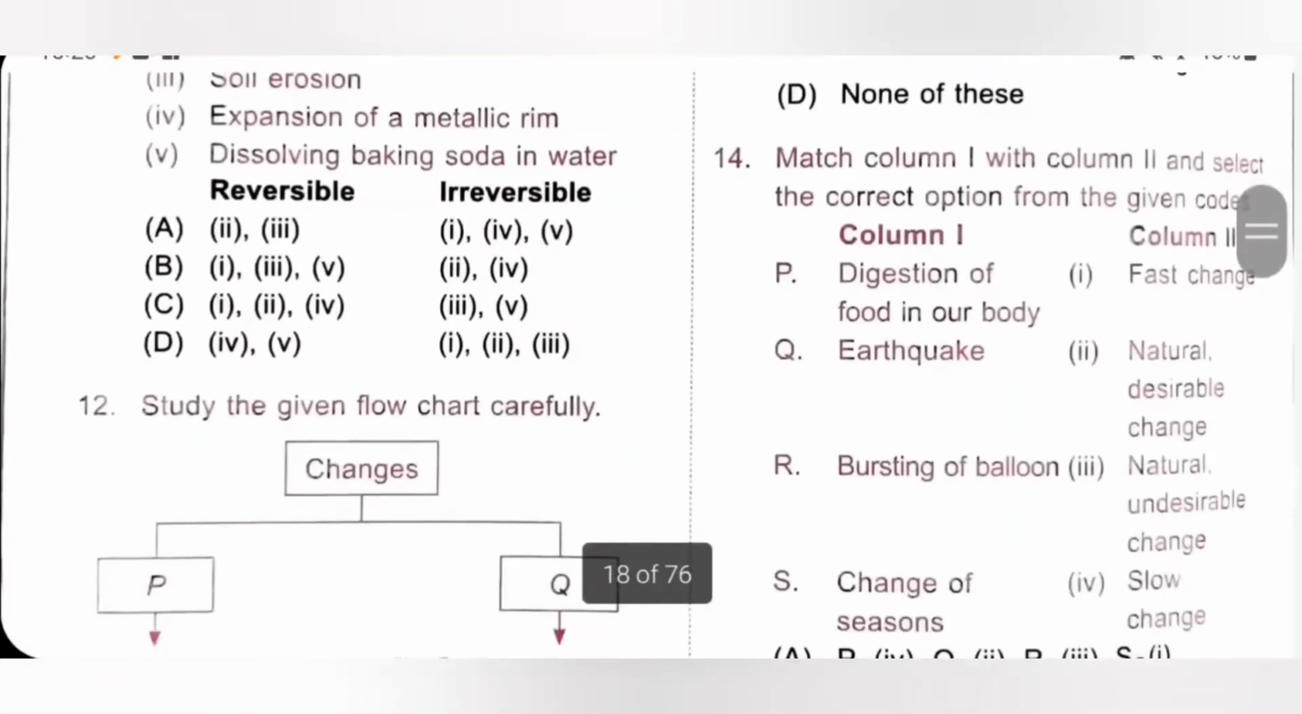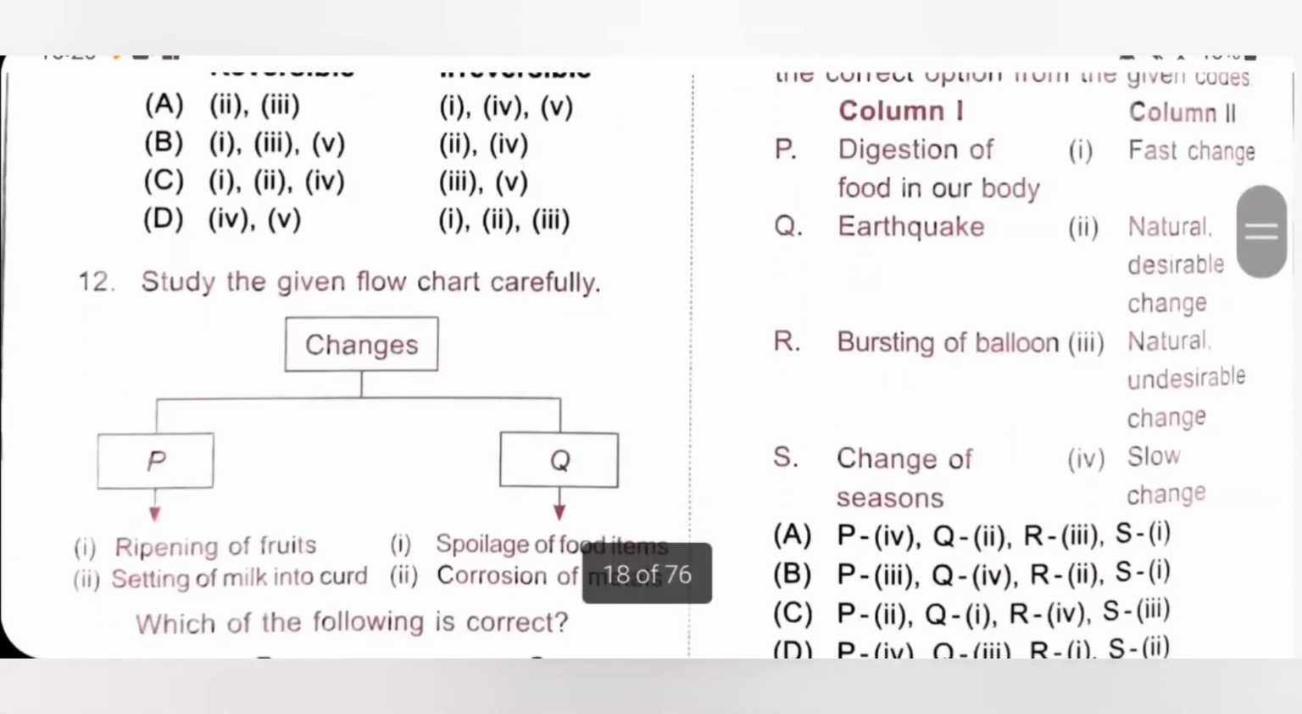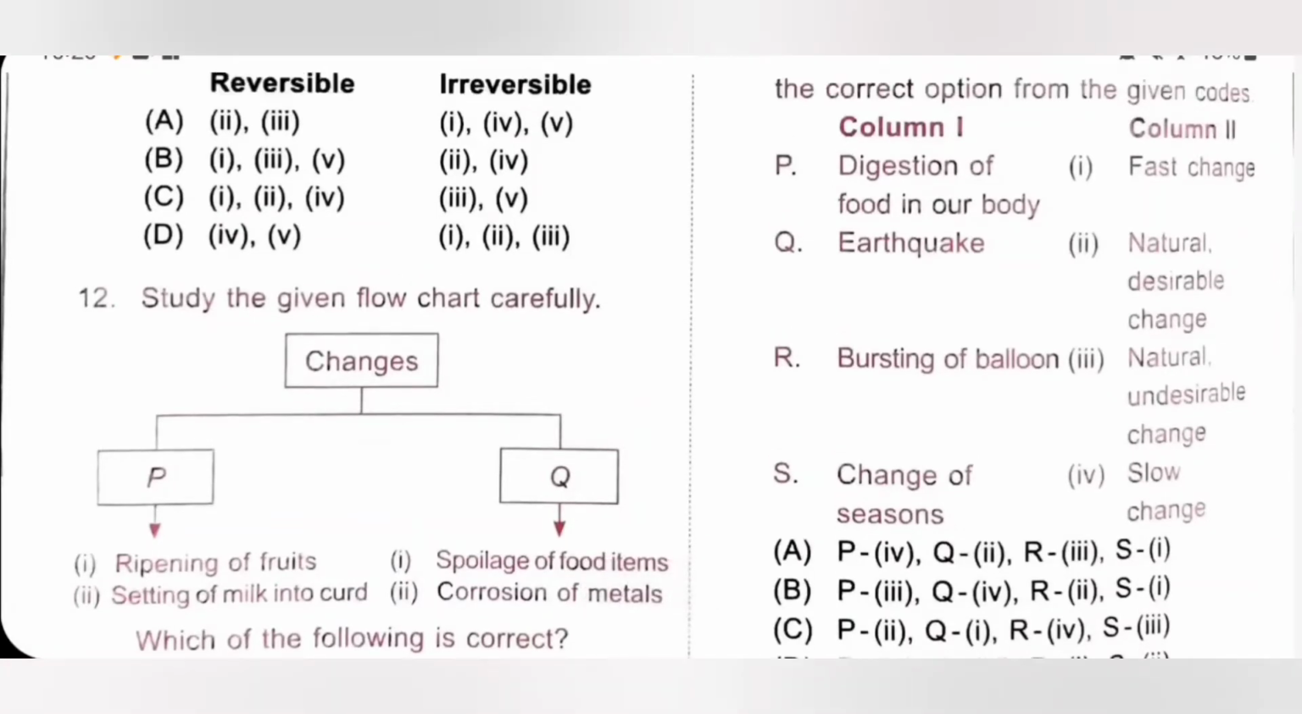14th. Match column 1 with column 2 and select the correct option from the code. Column 1: digestion of food in our body, earthquake, bursting of balloon, change of season. Column 2: fast change, natural desirable change, natural undesirable change, then slow change.